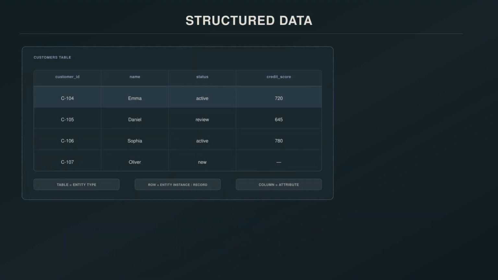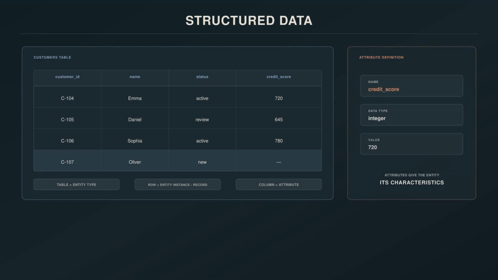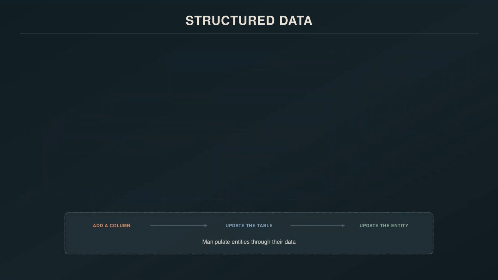For data warehouses, we use structured data. Structured data is organized into rows and columns. It generally consists of tables that represent real-life entities, and these tables have their own attributes, which are called columns. We create attributes, give them a name and a data type, and then assign a value. These attributes define the entities they belong to and give them their characteristics. If a new attribute, or let's say column, needs to be added, we update the table and therefore the entity.